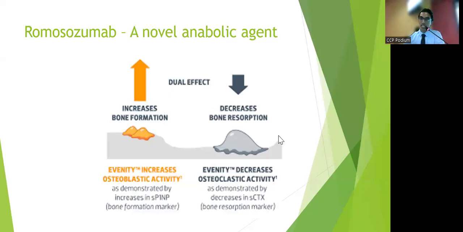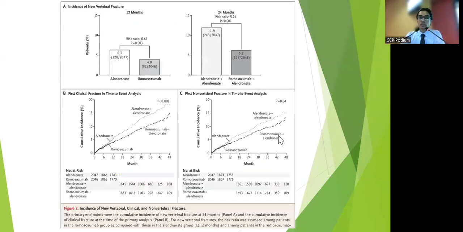Romosozumab is a new agent. It has a unique action because it has a dual effect. It increases bone formation by activating the osteoblasts, and it reduces bone resorption by inhibiting the osteoclasts. So romosozumab is actually the most effective agent in use today, and it is more effective than alendronate and teriparatide as well, according to the studies.